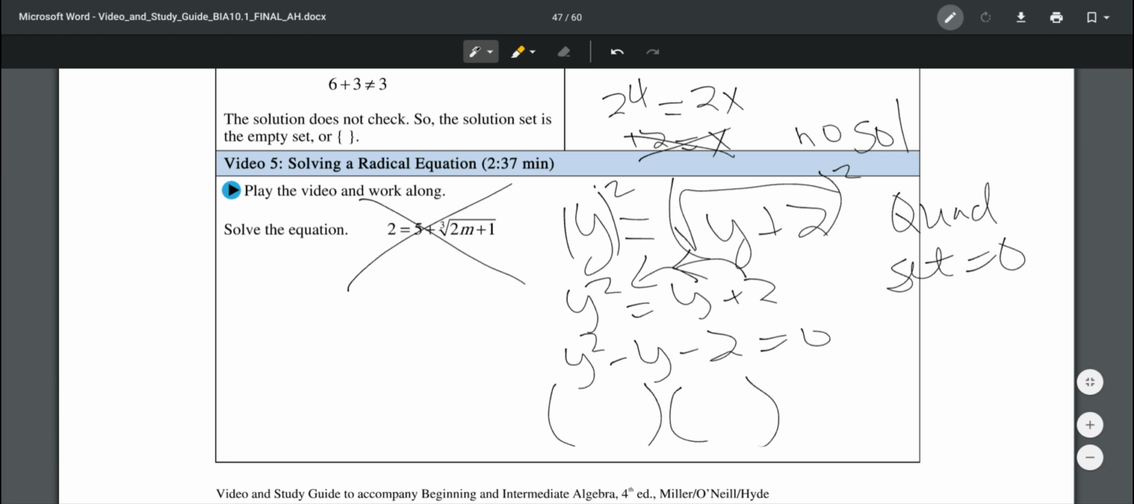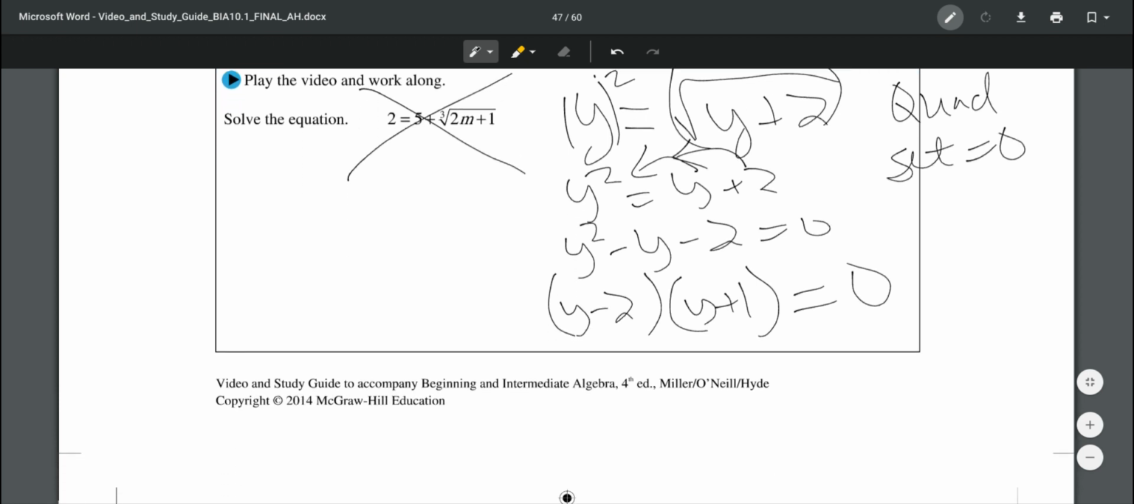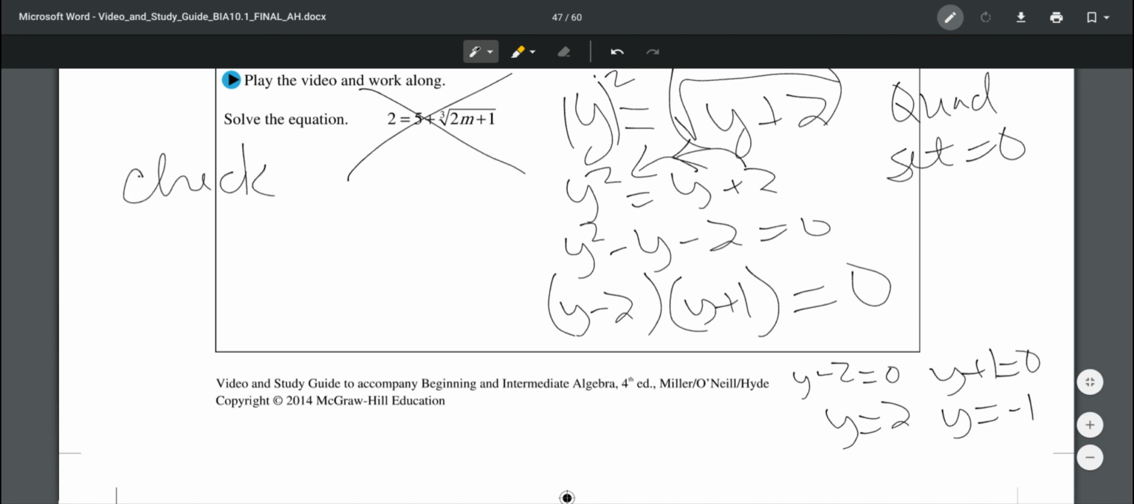Then I have to come up with factors of negative 2 that subtract to give me negative 1, which would be negative 2 and positive 1, because 2 and 1 are the only factors of 2. Once I get my factors, I'm going to set each factor, y minus 2 equals 0, solve that, y plus 1 equals 0, and solve that. So y equals 2 and y equals negative 1. Now, it is very important that you check in order to make sure that you can keep both answers.